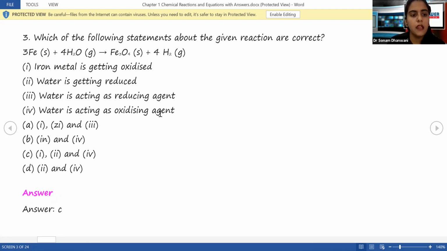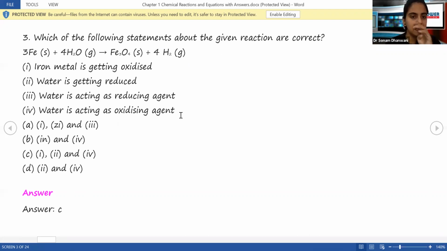Now next, water is acting as a reducing agent. Now if water itself is getting reduced, that means it cannot act as a reducing agent, it is going to act as an oxidizing agent. Correct. It is very obvious. See, once the first two options are clear, the third and fourth will automatically get into your brains. Because water is getting reduced, it is going to act as an oxidizing agent. So that means the fourth point is correct.